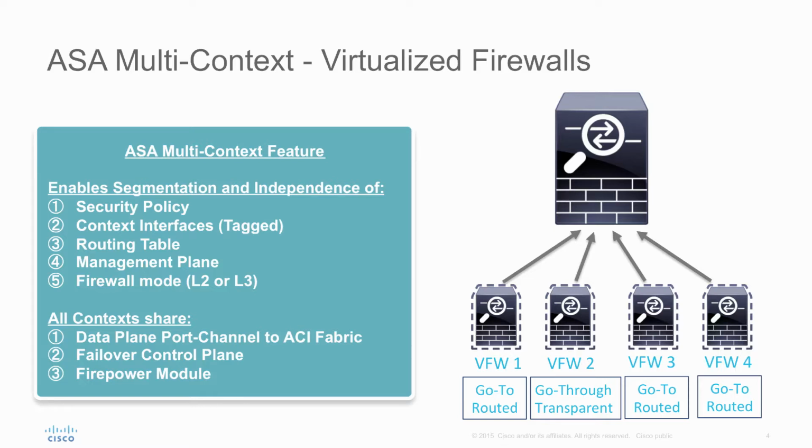All these contexts can actually share the data plane as one big port channel to the ACI fabric, or they can have dedicated interfaces to each virtual firewall. They also share that failover control plane we talked about earlier in the slides, and the Firepower module itself that's embedded within the appliance.